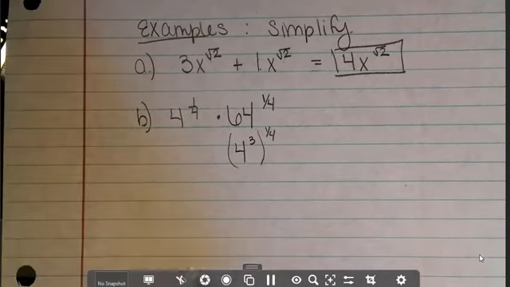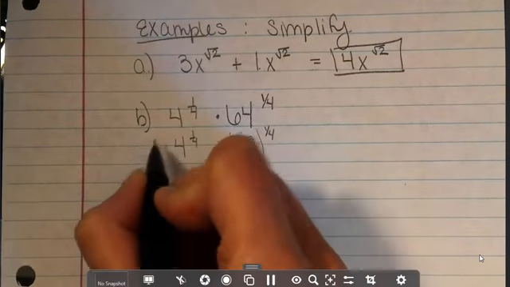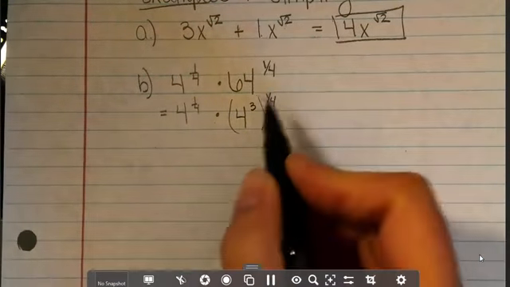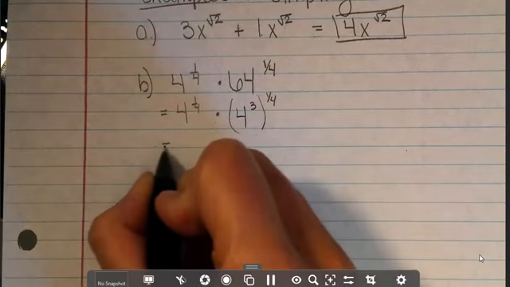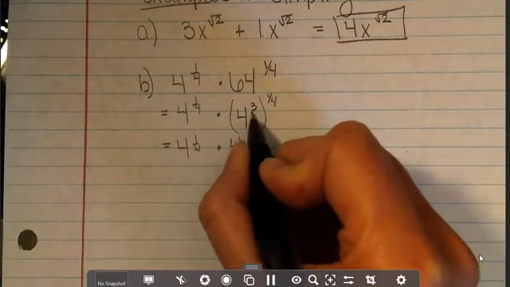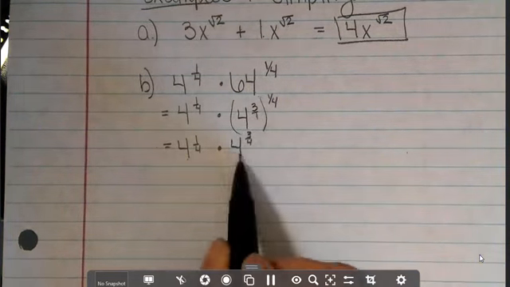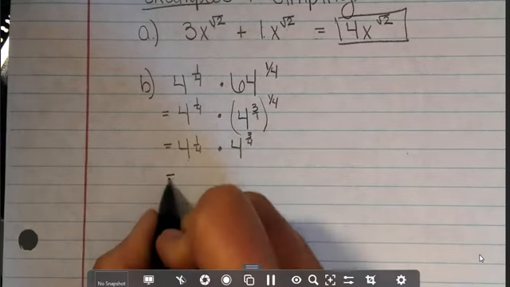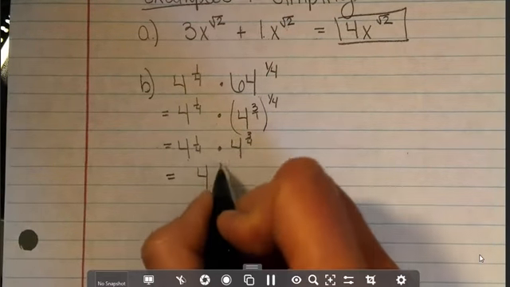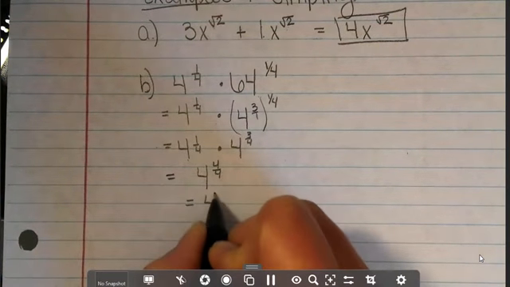Okay, this is one way of going about doing this. And then I also have 4 to the 1/4 here. Okay, well, let's go ahead and simplify this. So I end up with 4 to the 1/4 times 4 to the, that will become 3/4. And then if I have like bases, I can add the exponents. So this really becomes 4 to the 4/4, or in other words, 4 to the 1st power, which is just 4.